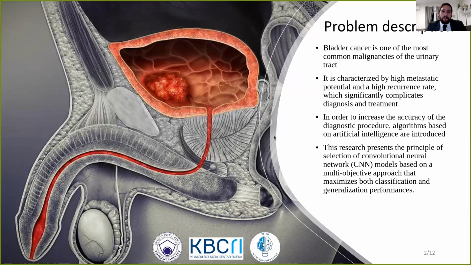Urinary bladder cancer represents one of the most common malignancies in the urinary tract. It is characterized by a high metastatic potential and a high recurrence rate. This metastatic potential and the recurrence rate significantly complicate diagnosis and treatment. So it must be noted that correct and timely diagnosis is an absolute imperative during diagnosis and treatment of urinary bladder cancer, because an inaccurate diagnosis significantly lowers the probability of survival.